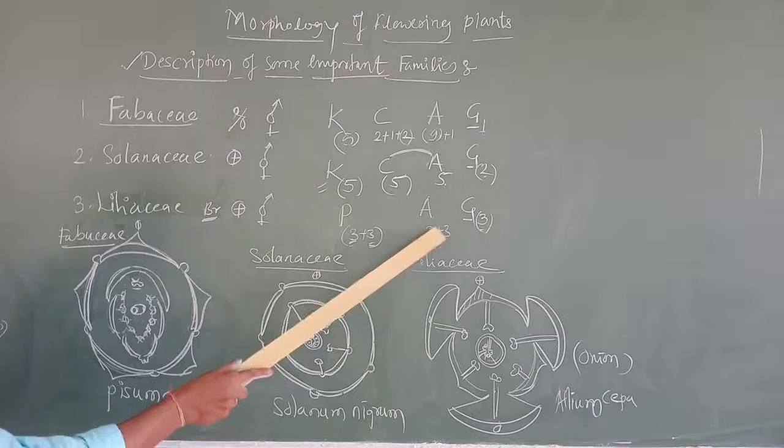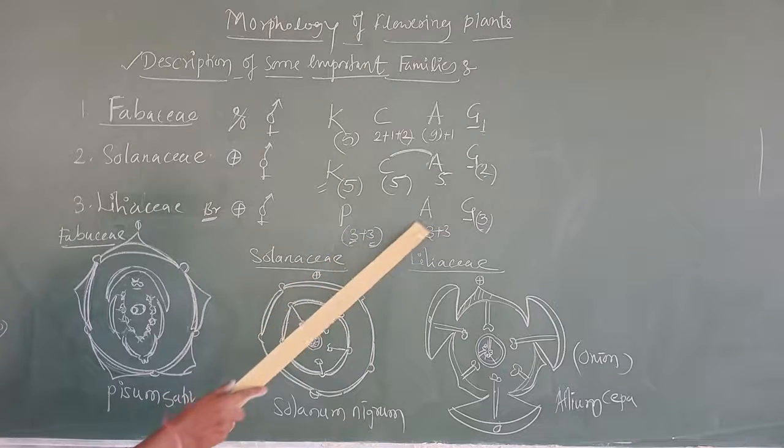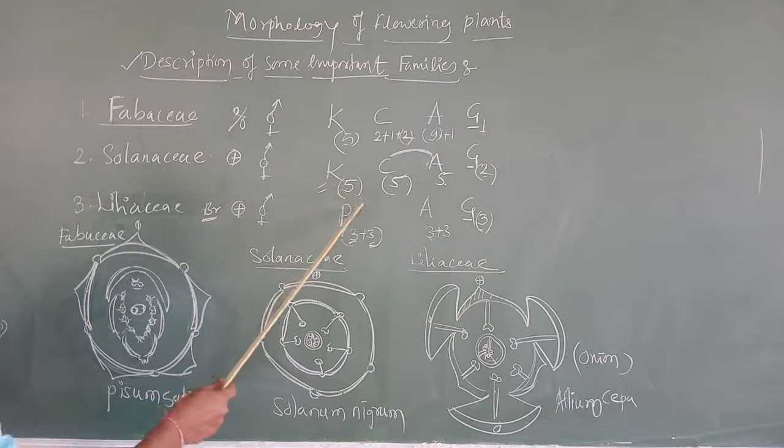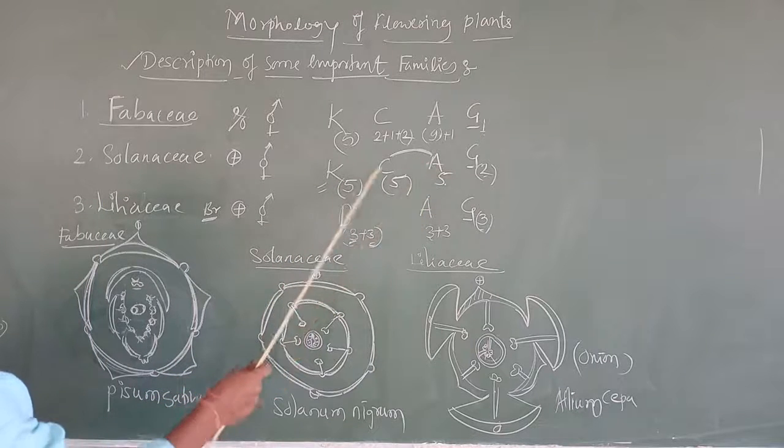Next, here this is the third family, 3. So I have written all these parts are 3, 3. Perianth 3 plus 3, androecium 3 plus 3. This completes. Next, above, 5, 5, fused.